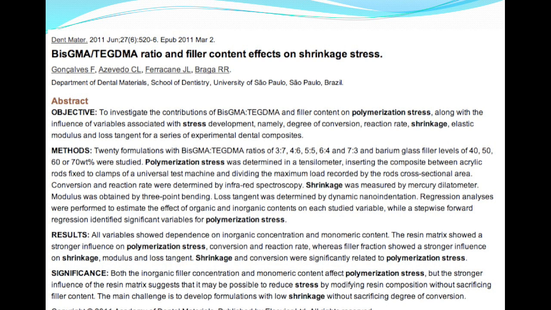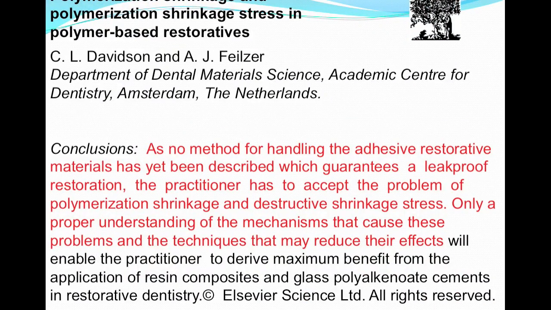Here's another study. This study is looking at the ratio of bis-GMA and TEG-DMA and how that impacts polymerization shrinkage. When polymerization shrinkage happens, you have an internal stress created. This study, for the first time actually, showed that the resin matrix showed a stronger influence on polymerization stress, and the filler showed a stronger influence on shrinkage. So there's no way to prevent polymerization shrinkage. We can only minimize its effects.